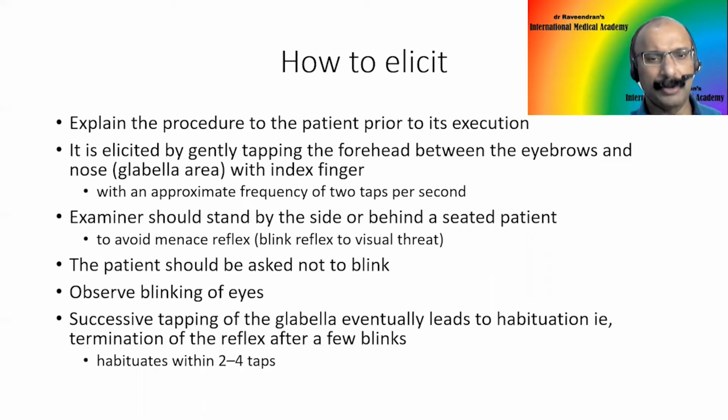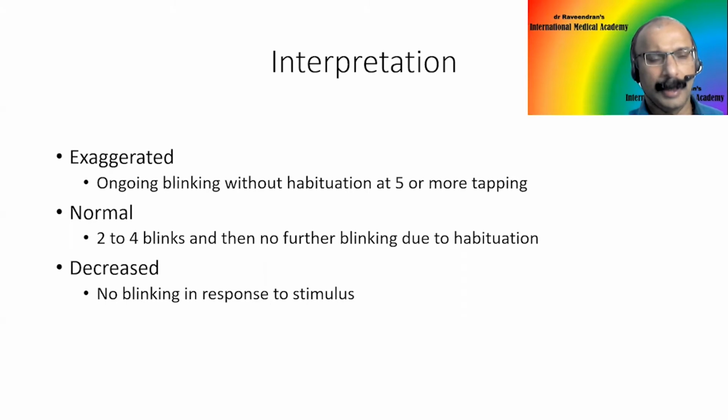Normally, successive tapping of the glabella eventually leads to habituation, that is, termination of the reflex after a few blinks. Habituation usually occurs within 2 to 4 taps. And glabellar tap reflex is said to be exaggerated when there is ongoing blinking without habituation at 5 or more taps. Normal response is 2 to 4 blinks and then no further blinking due to habituation. And it is called a reduced reflex when there is no blinking in response to the stimulus.